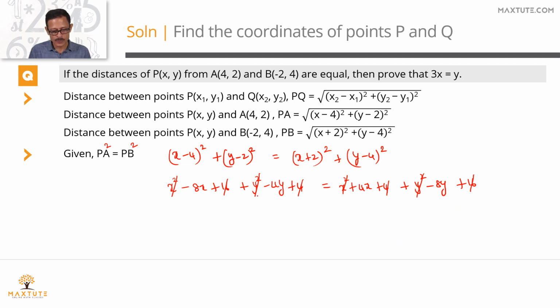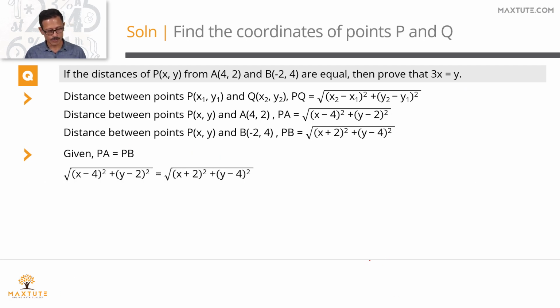Let me take this minus 8y to the left hand side. 8y minus 4y will leave us with 4y. Take the minus 8x to the right hand side. That will leave us with 4x plus 8x, which is equal to 12x. Both sides are divisible by 4. Let's divide it. So we get y is equal to 3x, which is what we needed to prove.